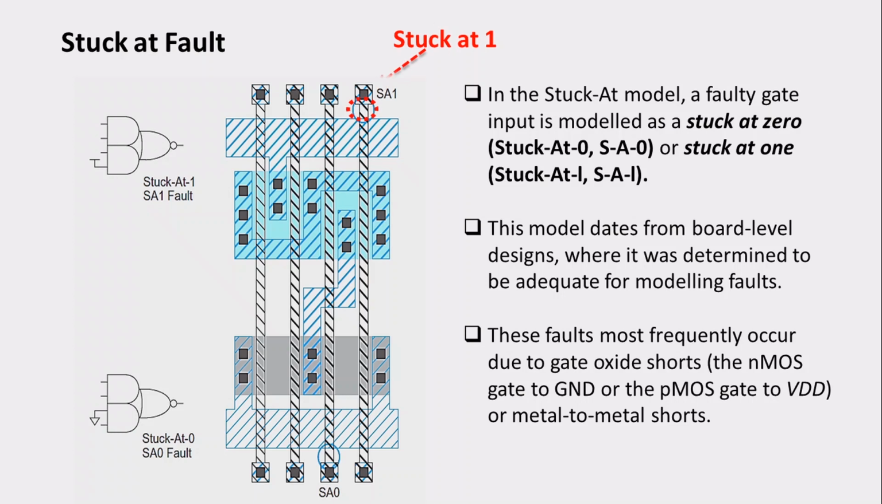So most of the time the stuck-at models will be verified at the input combinations. It will be verified at that particular level. Here you can observe that stuck-at 1 is nothing but that particular input port being connected to VDD. Such type of errors we call stuck-at 1.